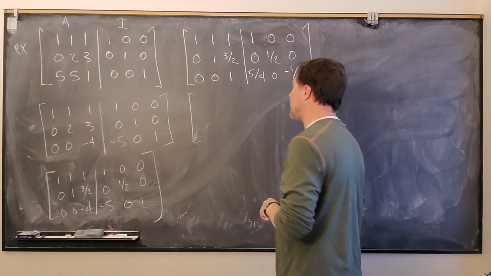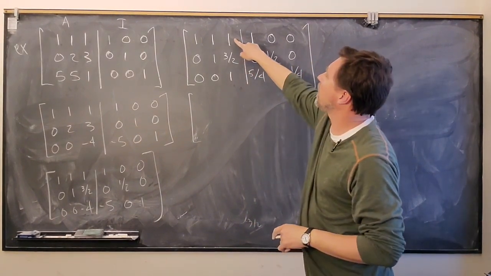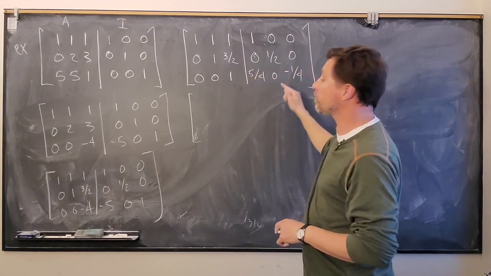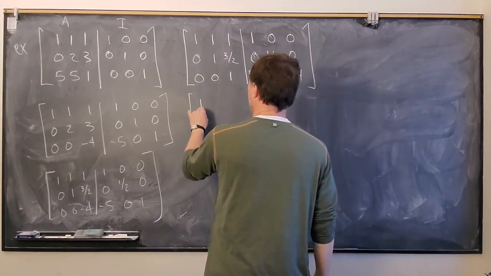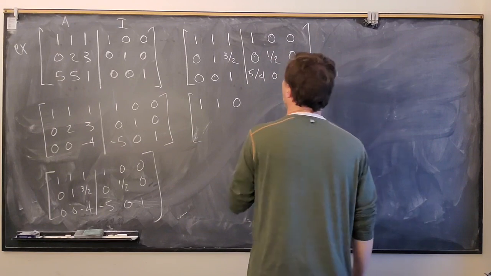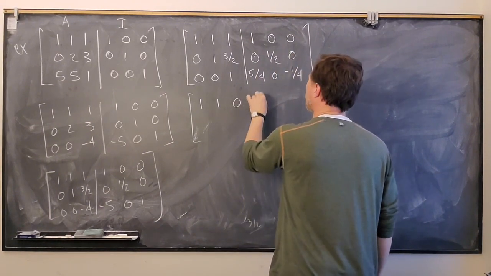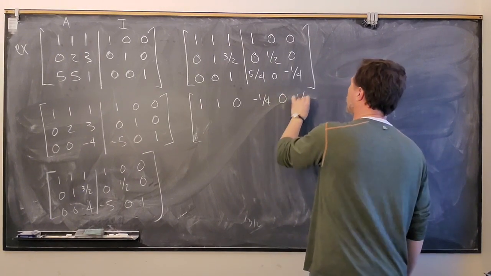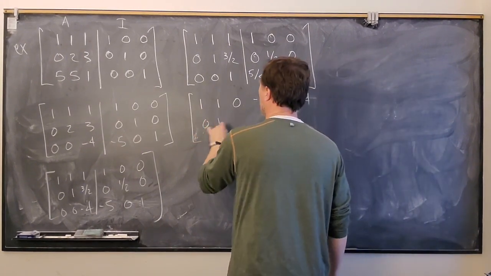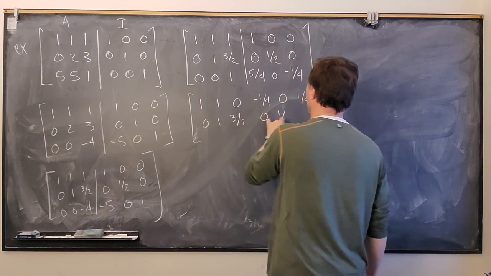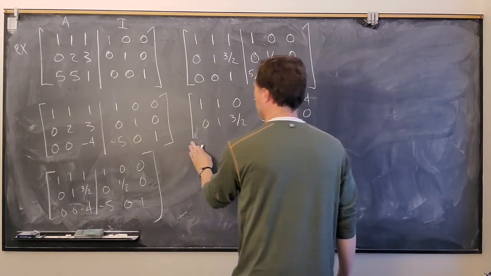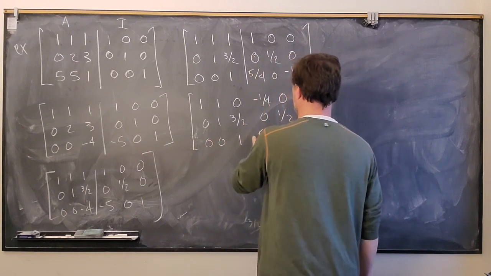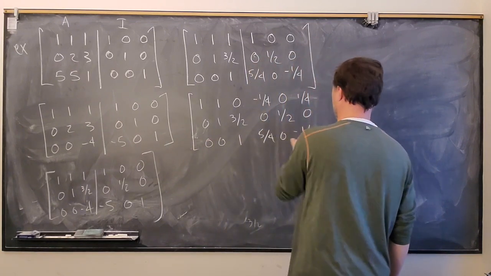So as a first step, let's get rid of that top one right there. So I'm going to subtract row 3 from row 1. 1, 1, 0. 5/4 minus 1, that's a -1/4 there. 0, 1/4 there. 0, 1, 3/2. 0, 1/2, 0. And 0, 0, 1. 5/4, 0, -1/4.